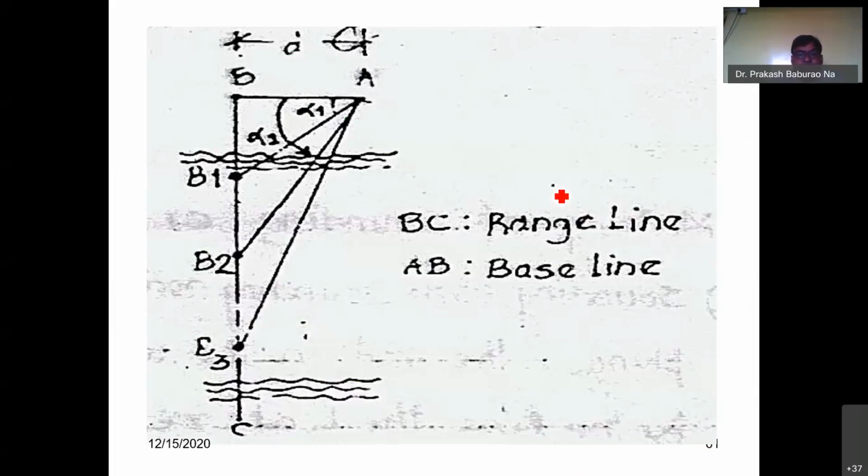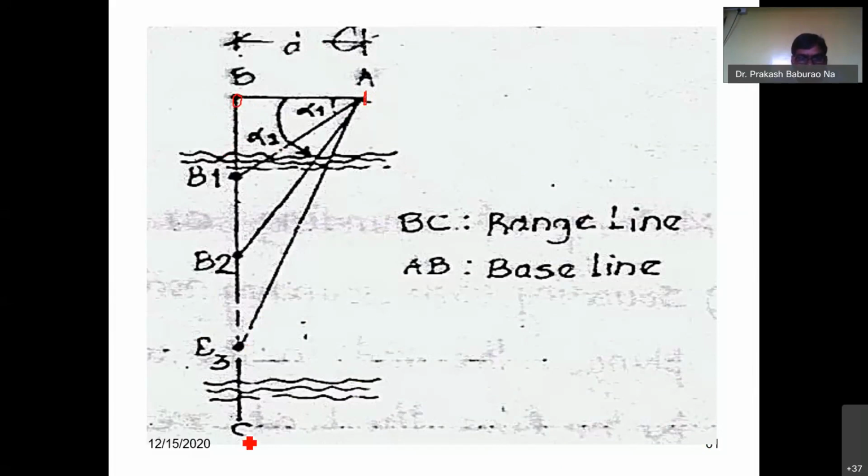Then the actual location: you see, B is a point located on the shore side, and A is a point located on the shore side. The distance from A to B can be measured on the shore side by using a theodolite, or you can also utilize a tachometer. And you know this is a range line.